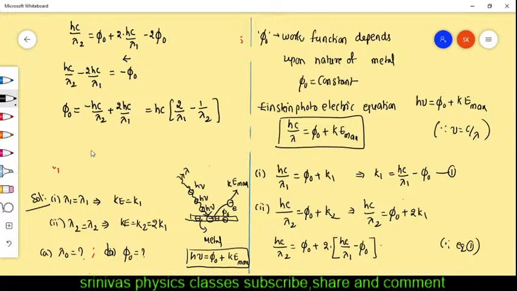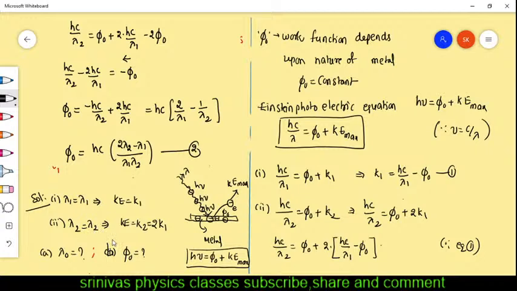You simplify this one. hc into, we will get, 2 lambda 2 minus lambda 1 by lambda 1 lambda 2, we write. We have not considered any equation numbers till now. This is 1 and this we can consider as 2. This is the formula for the work function.